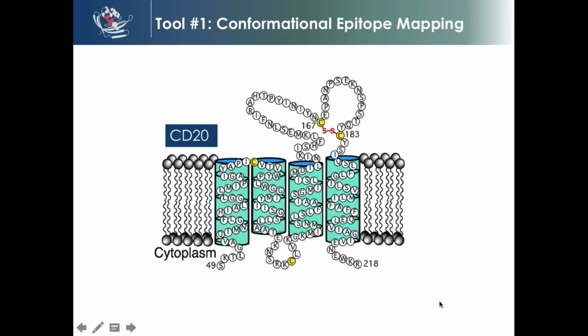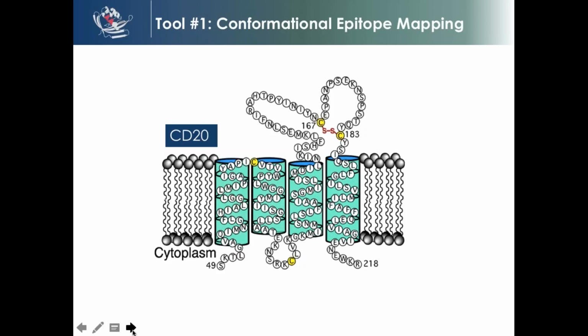Okay, now on to conformational epitope mapping. Many epitopes rely on protein folding and form conformational epitopes. For example, as shown here, this is a receptor CD20, which is expressed on B cells, specifically on B tumor cells. It has 4 transmembrane domains and 2 extracellular loops, 1 small loop up here and another large loop up here. It's about 40 amino acids, and it forms a conformational epitope by a disulfide bridge.